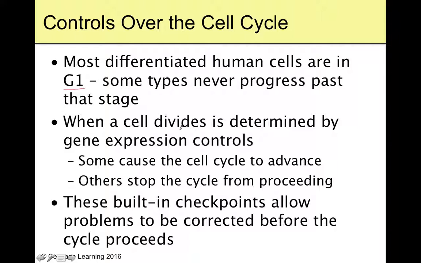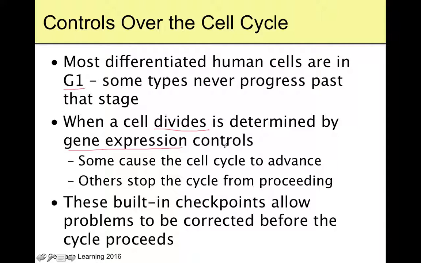So if a cell is going to divide, something that's dividing all the time, perhaps like hair, root, or skin cells, that's determined by gene expression. So gene expression is what genes are turned on and what genes are turned off. Some of these genes will cause the cell cycle to advance. Other genes you can express to stop the cell cycle.